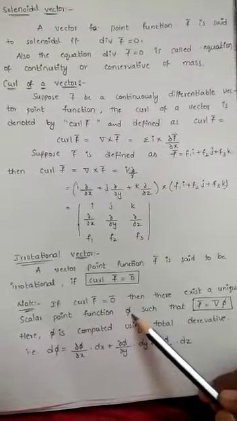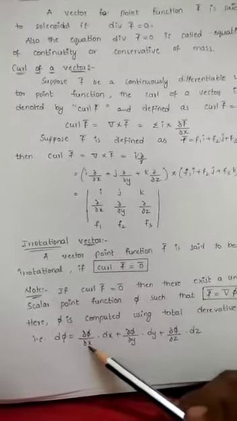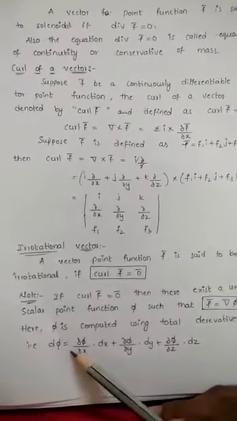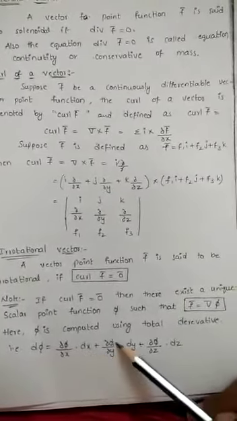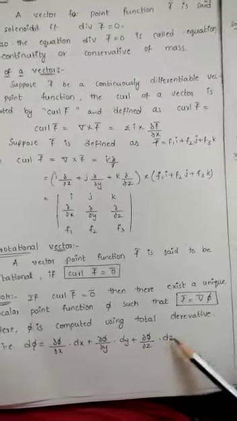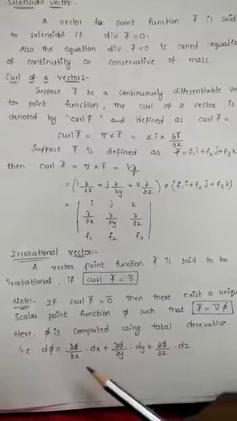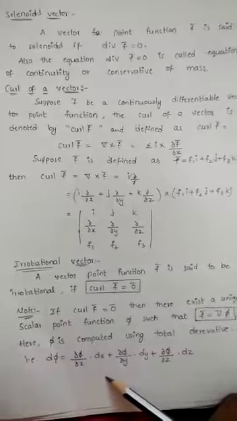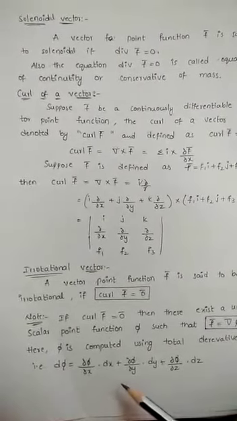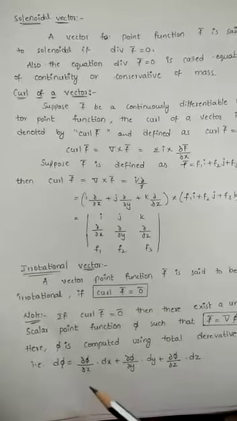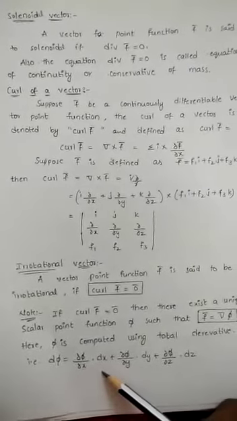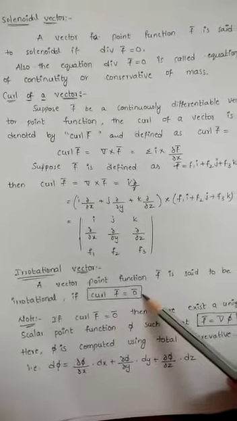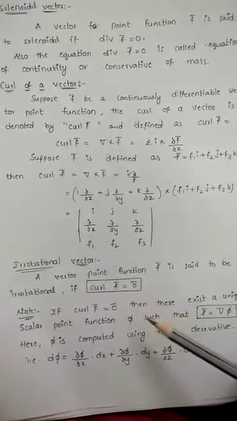We can compute phi using the total derivative formula, which we already know from partial differentiation. That is, the total derivative is dou phi by dou x into dx plus dou phi by dou y into dy plus dou phi by dou z into dz. So we just have to rearrange the terms. The readily integrable combinations can be combined together, and integrating on both sides we get the required function phi. So phi is known as the scalar potential function. Whenever curl f bar is 0 bar, there exists a unique scalar potential function phi such that f bar equals del phi.